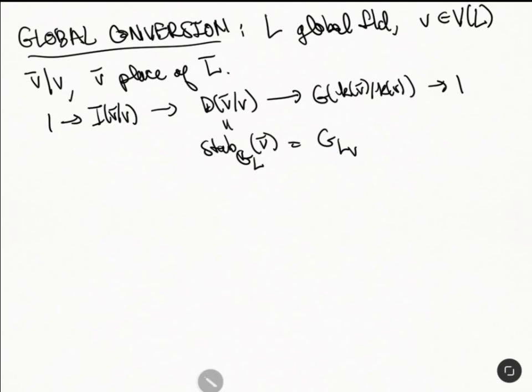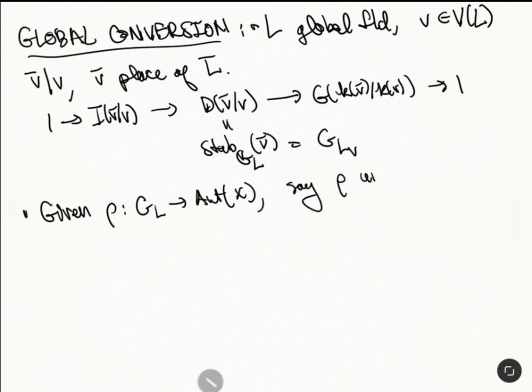So this is what we have here, and so given a global representation, so given rho from, let's say, G_L to the automorphisms of X, we say rho is unramified at v. By the way, these are defined up to conjugation. If you change the lift, you're going to change these things by a conjugation. So, okay, this thing is unramified at v if and only if rho restricted to G_{L_v} is unramified.